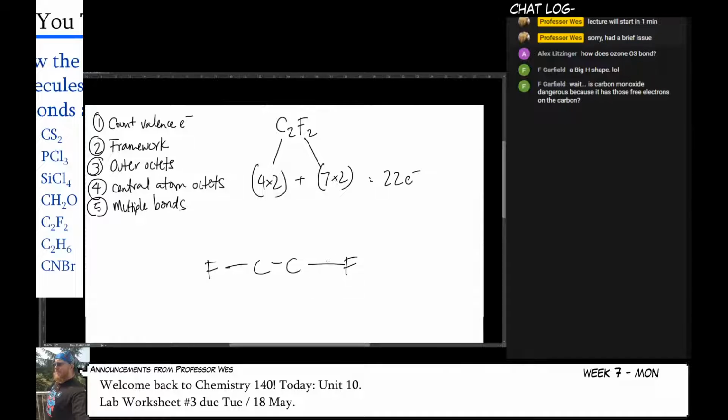So I needed 2, 4, 6 electrons to do those steps. We'll do the outer octet first. 1, 2, 3, 4, 5, 6, 7, 8, 9, 10, 11, 12. Now we have 4 electrons for central atom octets. What I'm going to do is just try and satisfy one of them.